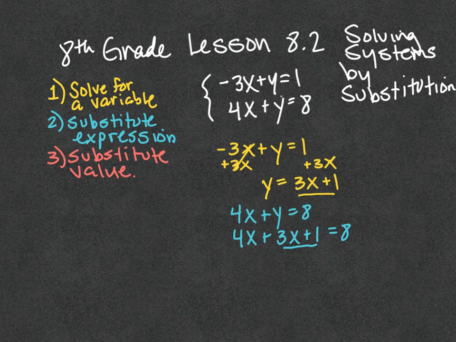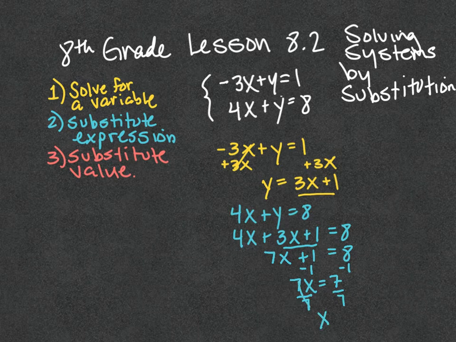Okay. Now let's clean things up. Let's marry our like terms. I have 4x's plus 3x's. That is a total of 7x's plus 1 equals 8. I'm going to do inverse operations to isolate my variable. Subtract 1, since I'm trying to isolate the x. That leaves me with 7x equals 7. X is being multiplied by 7, so I will divide. The inverse or opposite of multiply is divide. 7 divided by 7 is 1. So I have just found out that x equals 1 in this system of equations.